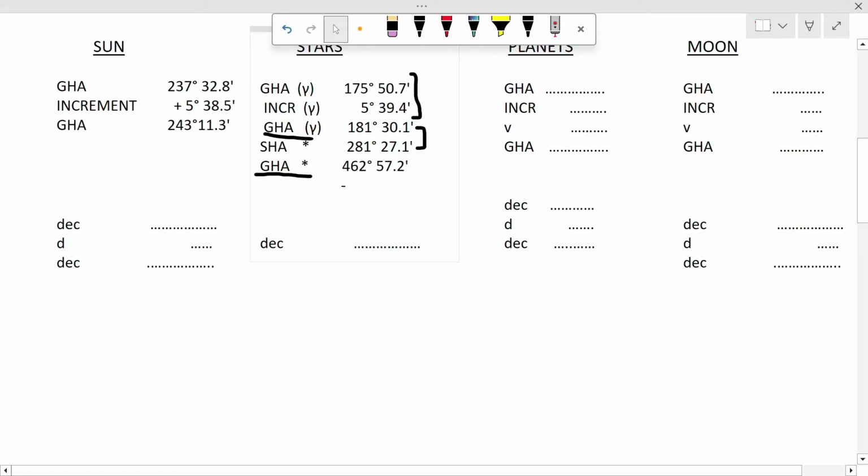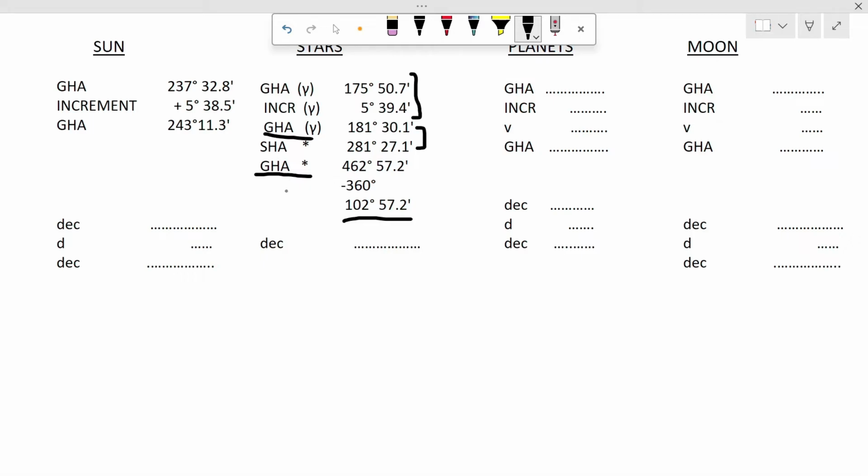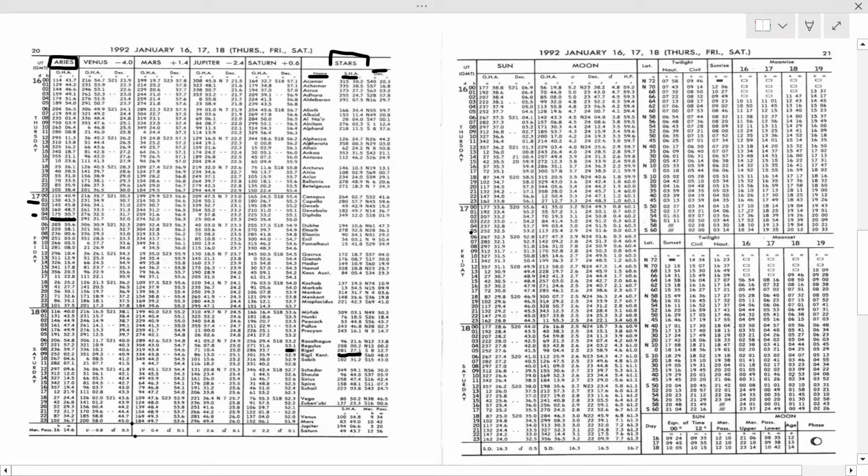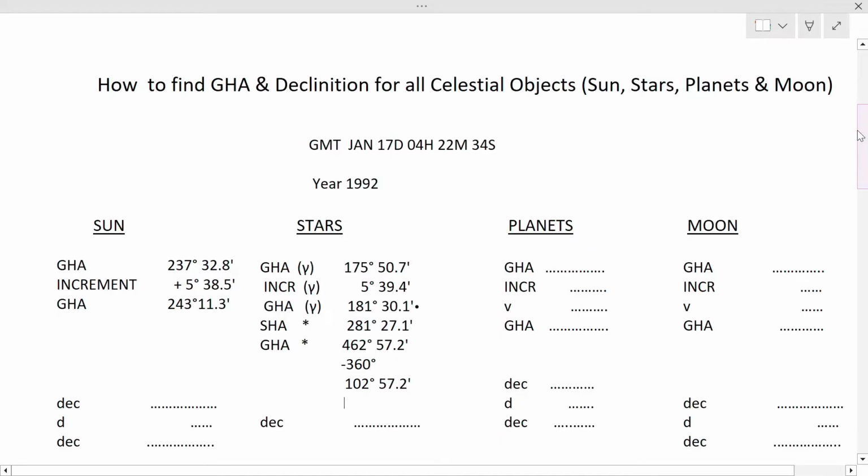So subtract 360 degrees. After subtracting, you get 102 degrees 57.2 minutes. Now this is the GHA of the star, and the star is Regulus. If they are asking for other stars, then you have to select other stars. You can select as per the question.